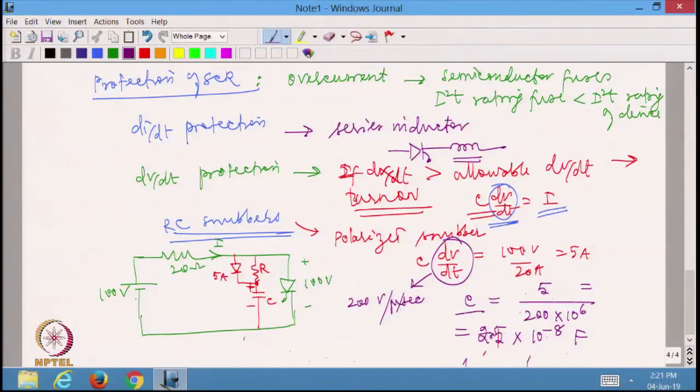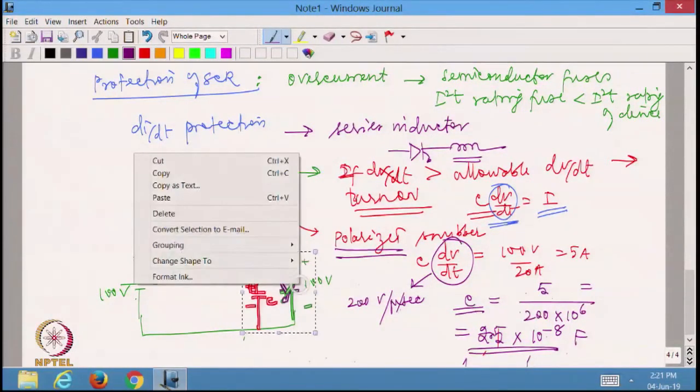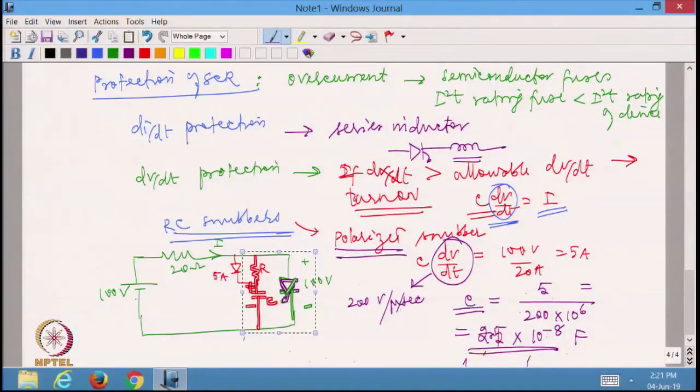So, if I choose a capacitance of the order of this particular value, I will make sure that the voltage across the SCR is not exceeding the dV by dt limit that is given by the data sheet. So, the RC snubber or polarized snubber helps me to make sure that the capacitance is not gaining voltage at a very fast rate. The capacitance is right across my thyristor, so the thyristor will also not have a huge dV by dt.